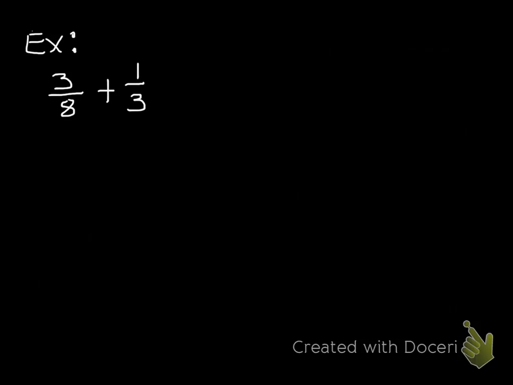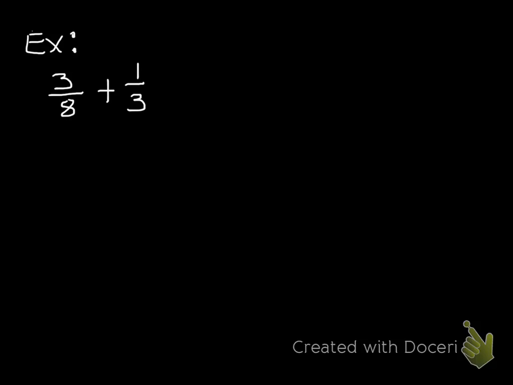All right, we're going to take a look at an example of fractions that have unlike denominators. So we have 3/8 plus 1/3. I have something that's in eighths and something that's in thirds, so those aren't the same pieces. We can't combine them, so we're going to have to find the least common multiple here.